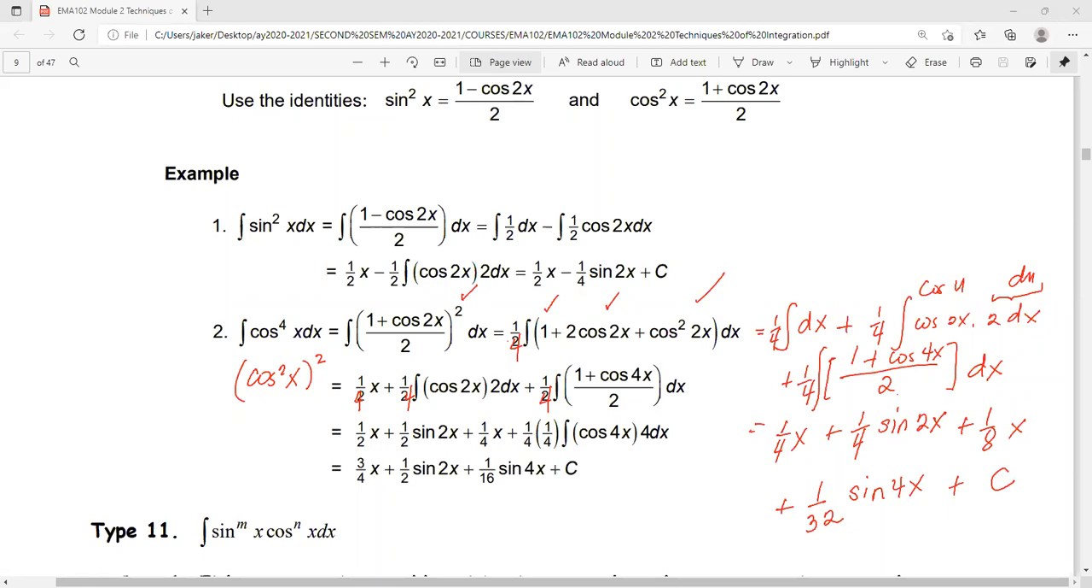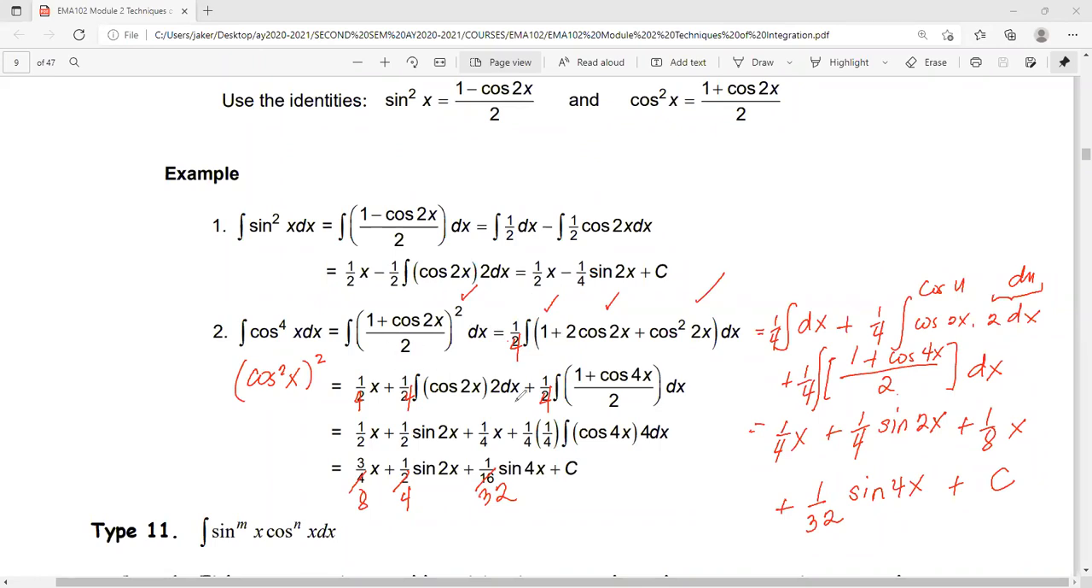If you're going to have this combined, the 1/4 and the 1/8, that would be 3/8. So this should be 3/8. The 1/4 sine of 2x should have a 4 in the denominator, and this one should be 1/32 sine of 4x because of this which was not squared in here.